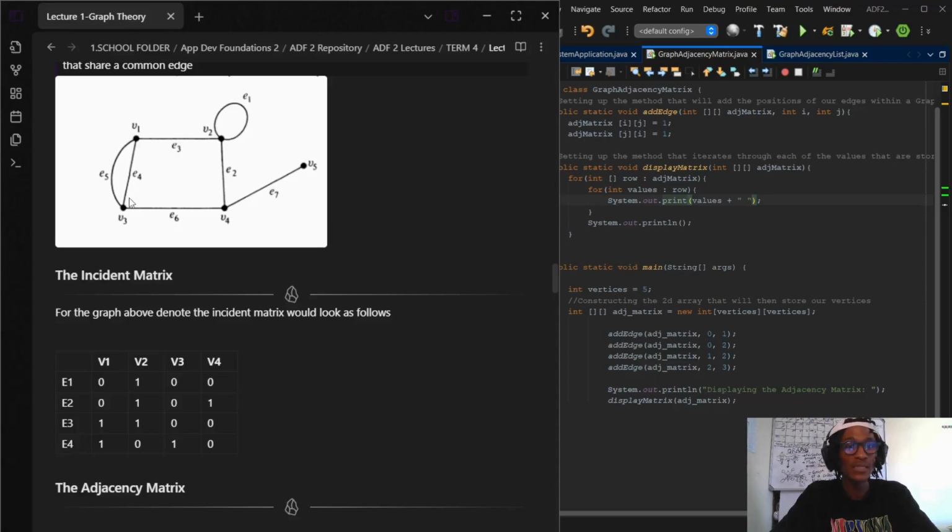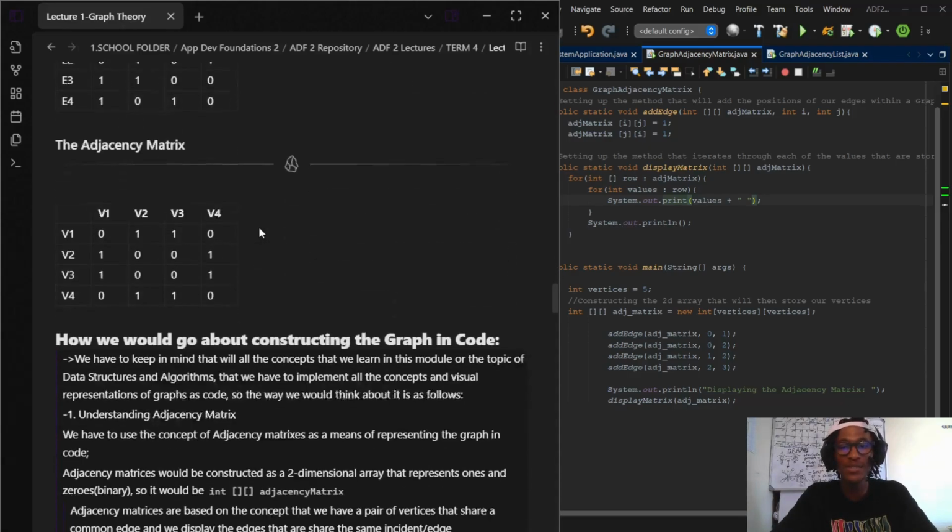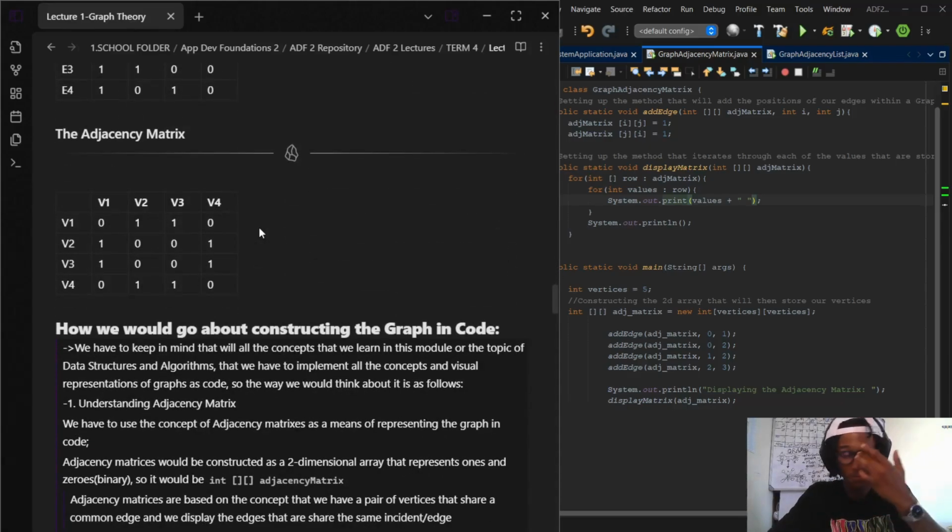V3 is over here. Is it incident with E1? No, that's over here. Wait, no, I'm tweaking. So let's go back to V3 and E1. No, it's not. V3 with E2? No, that's not possible. V3 with E3? No, that's not possible. And then V3 with E4, and there we go. So that covers pretty much what we needed to know for now.